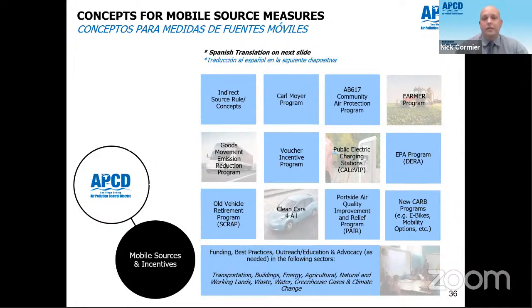We're also likely to discuss new and innovative grant programs that we're either working on or have planned in the near future. Such programs include our public EV charging station infrastructure program with SANDAG, known as Cal EVIP, our old vehicle retirement program, known as SCRAP, and an upcoming regional Clean Cars for All program, which aims to provide funding to disadvantaged and low-income communities to purchase cleaner vehicles.